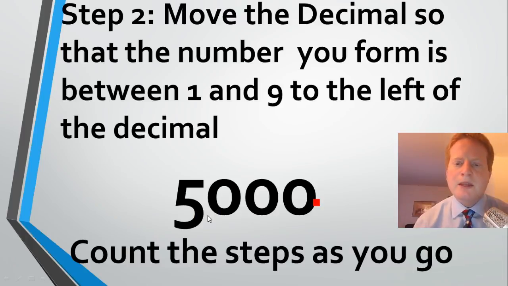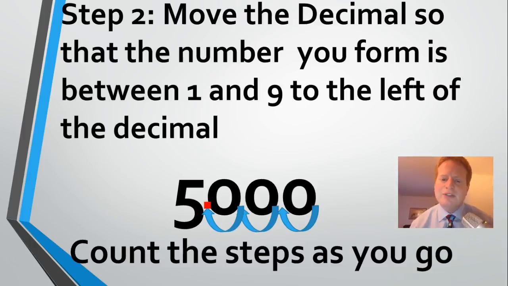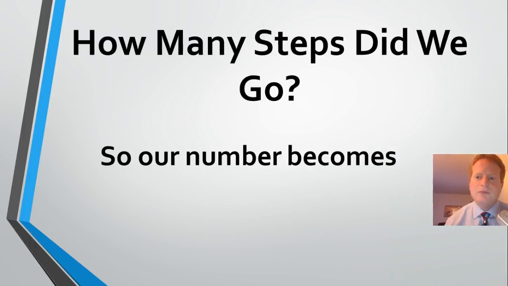Because we moved the decimal, the other important thing is you want to count the steps as you do this. So how many steps? 1, 2, 3 steps. We moved it 3 steps, and we moved the decimal to that spot. And then we know we went 3 steps. And so this is what our scientific notation number becomes.